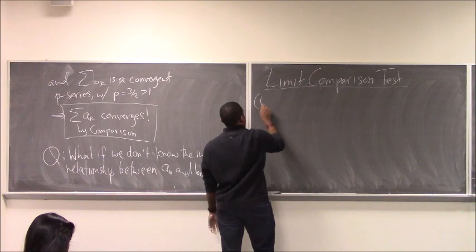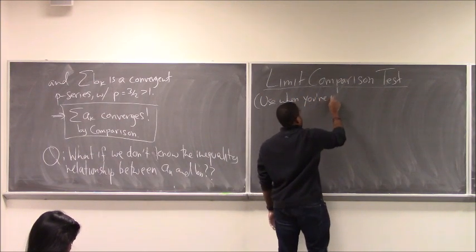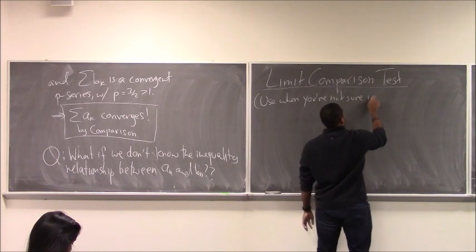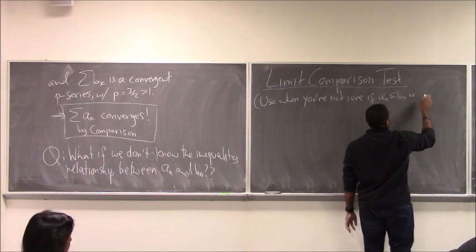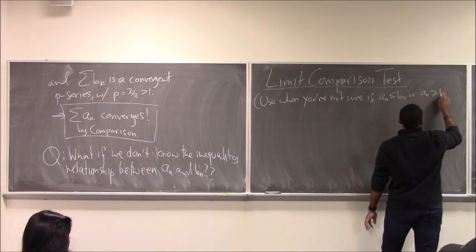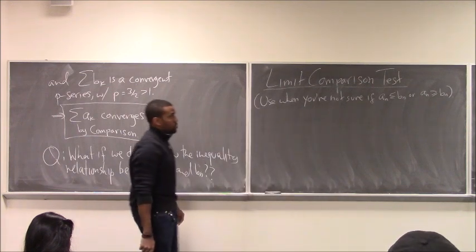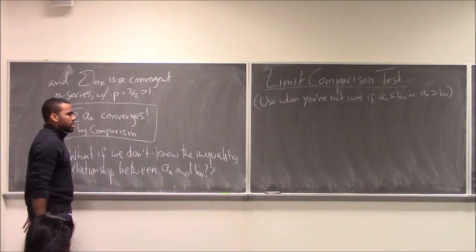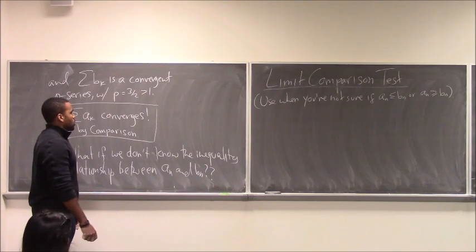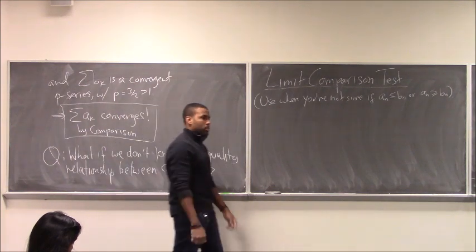So this is basically used when you're not sure if a_n is less than or equal to b_n or a_n is greater than or equal to b_n. So pretty much you're in a situation where you'd like to compare two things because you kind of see, okay, if I ignore these terms, I can compare it to this thing, but I'm actually not sure which direction it would go in. Then the limit comparison test might be for you.